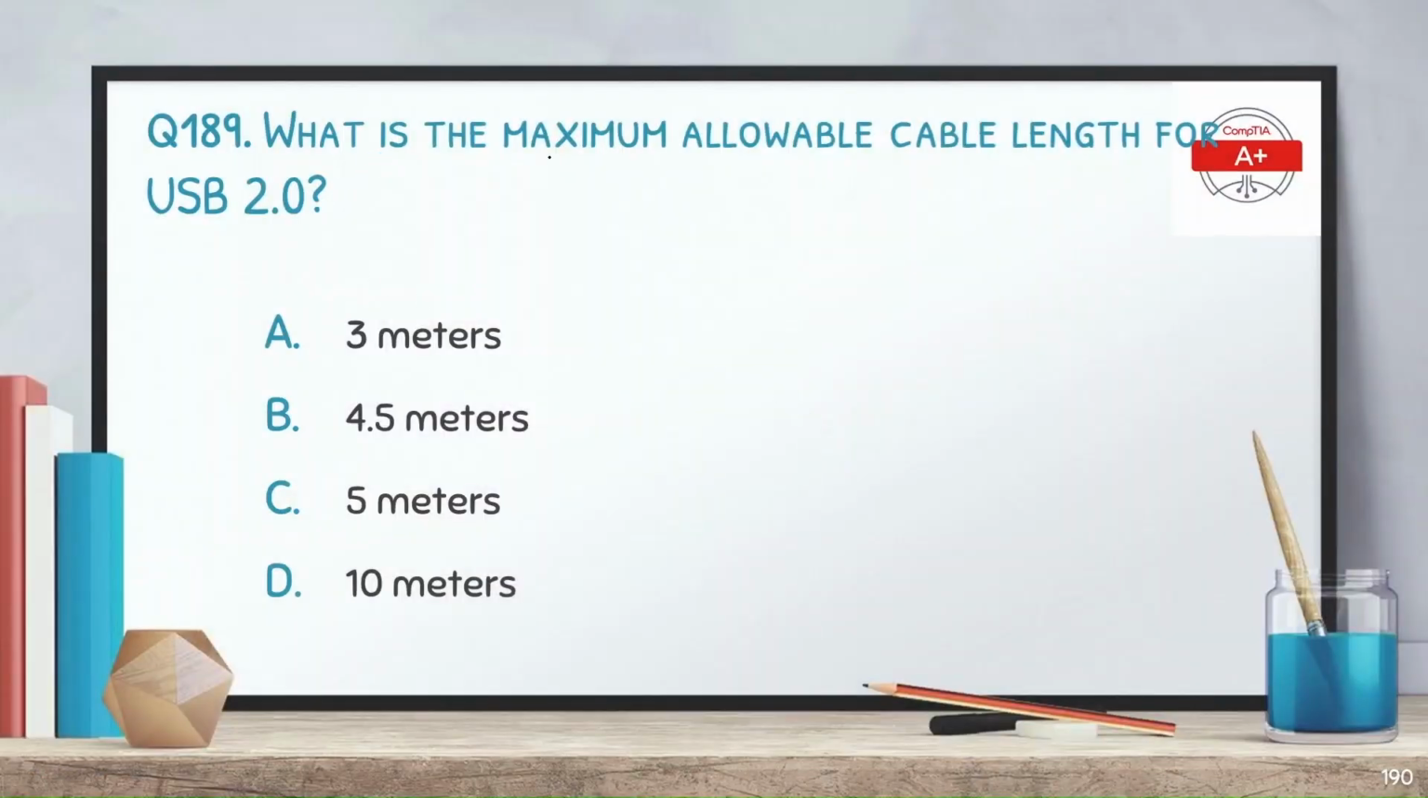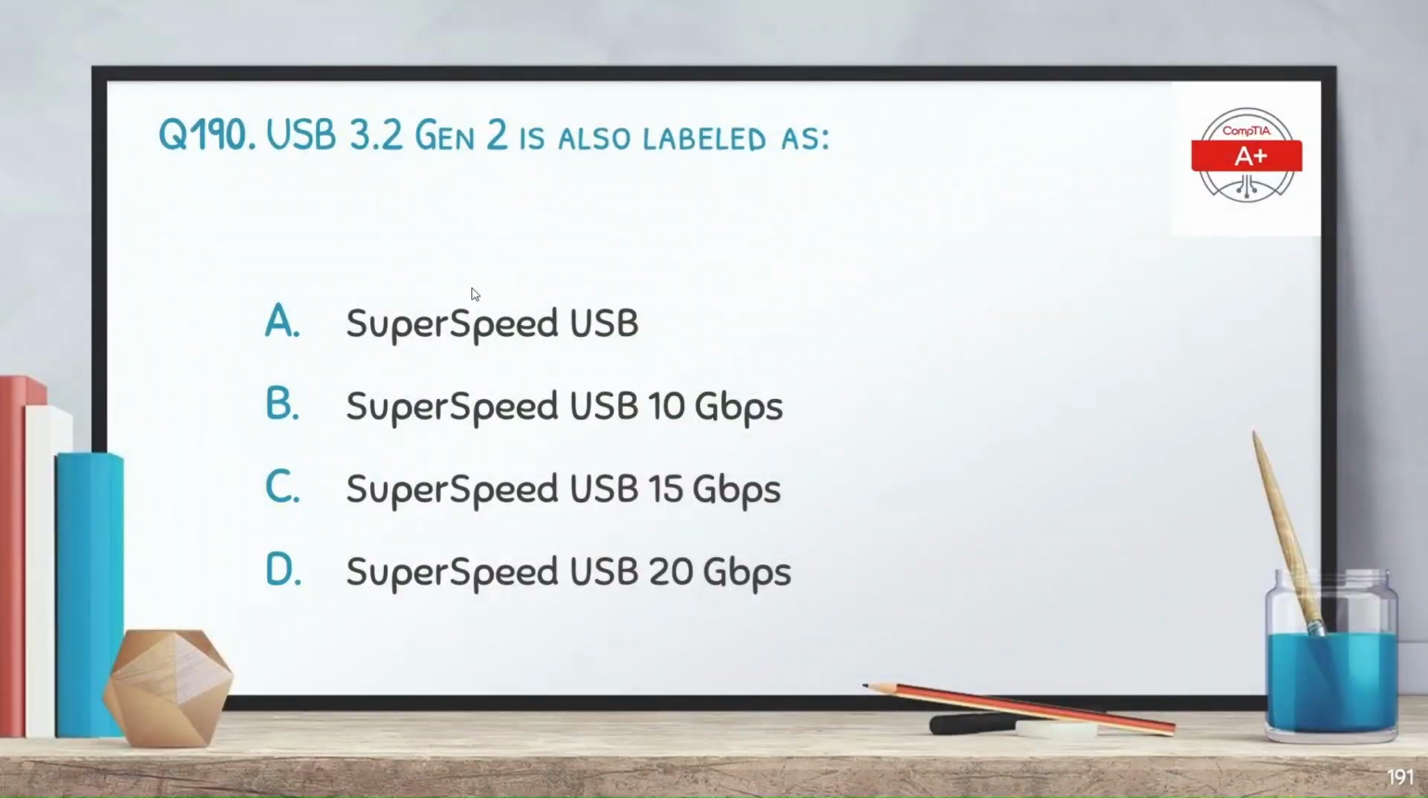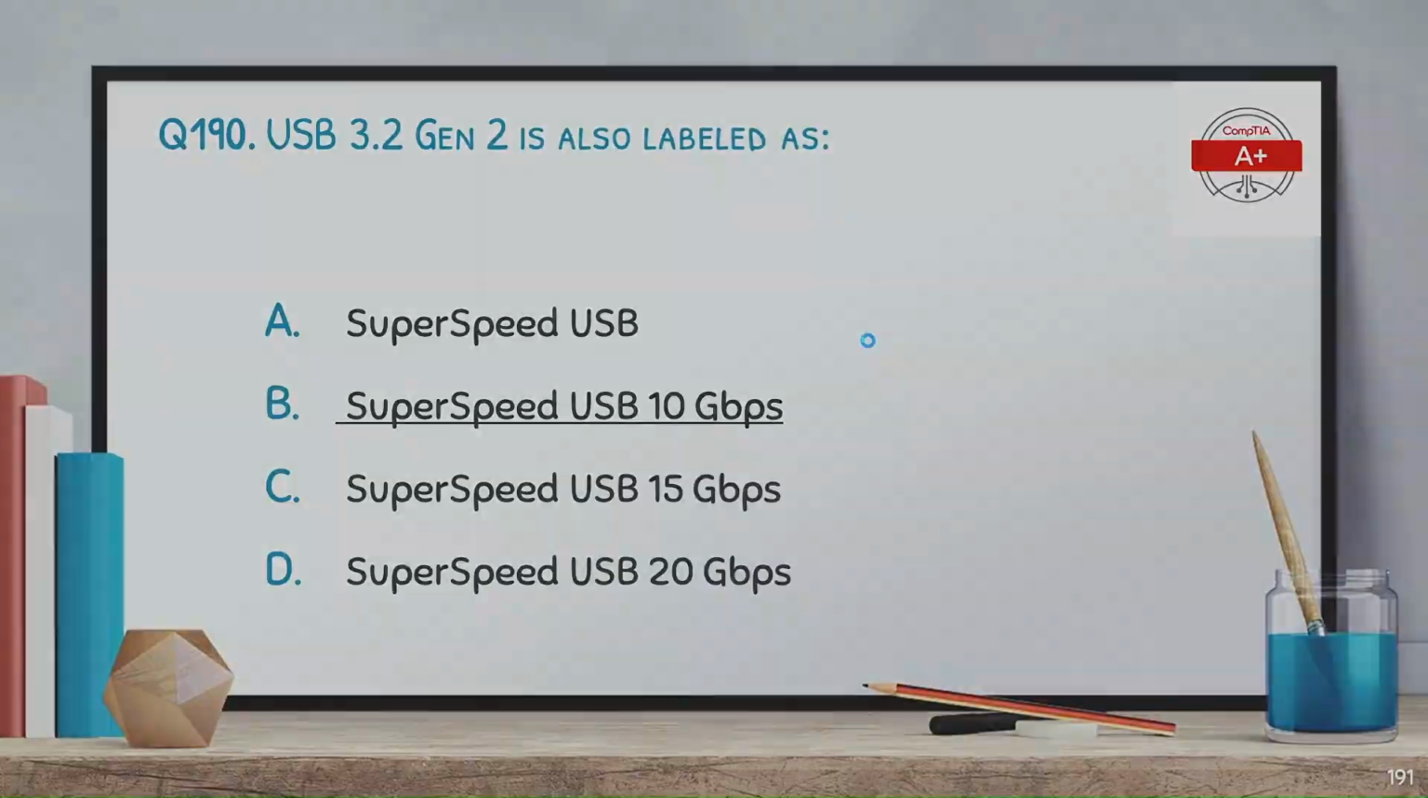Question number 189 is, what is the maximum allowable cable length for USB 2.0? The options are A 3 meter, B 4.5 meter, C 5 meter, and D 10 meter. The correct option is 5 meter. Question number 190 is, USB 3.2 Gen 2 or Generation 2 is also labeled as, and the options are A super speed USB, B super speed USB 10 Gbps, C super speed USB 15 Gbps, and D super speed USB 20 Gbps. The correct option is super speed USB 10 Gbps.